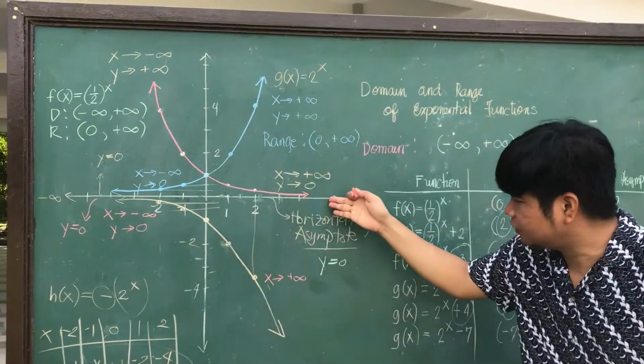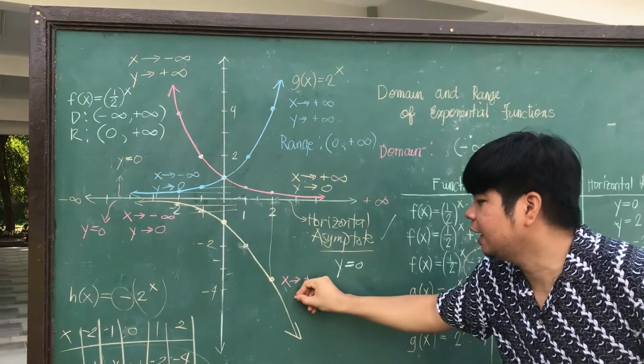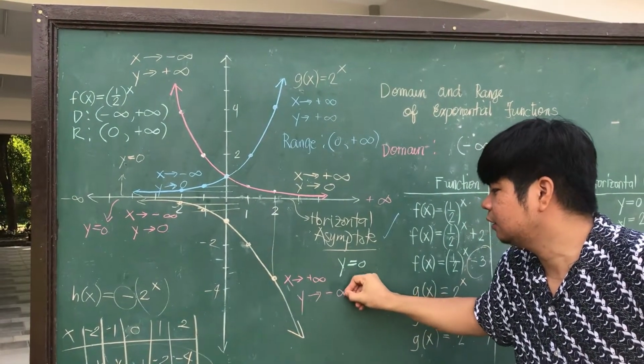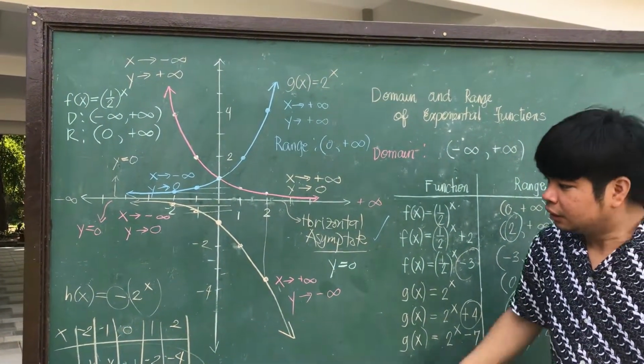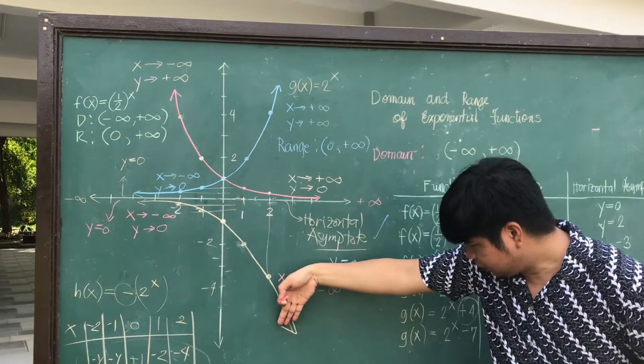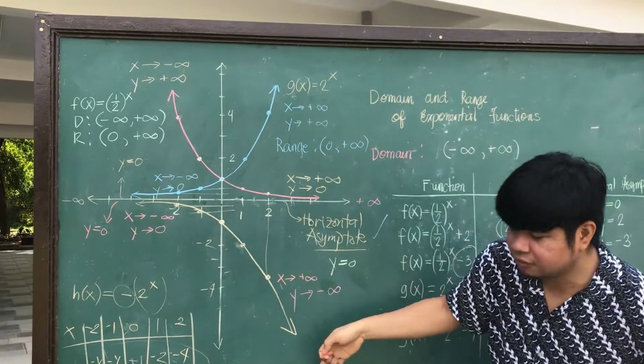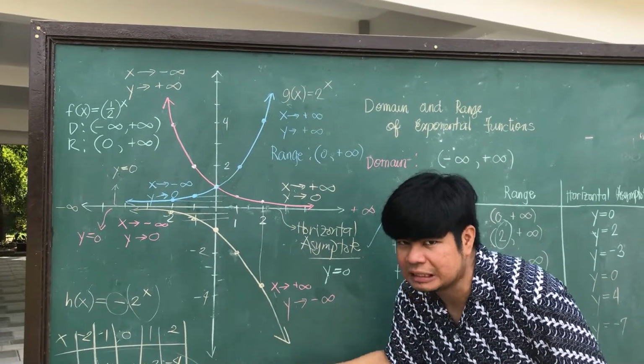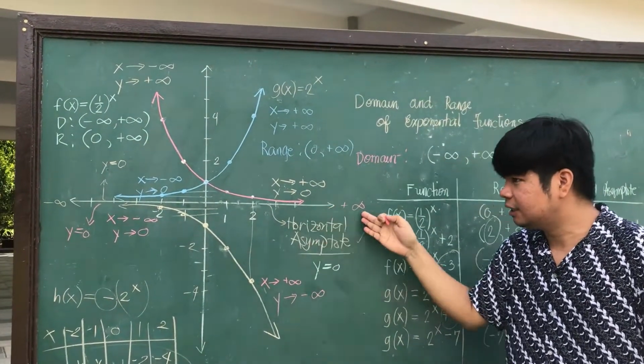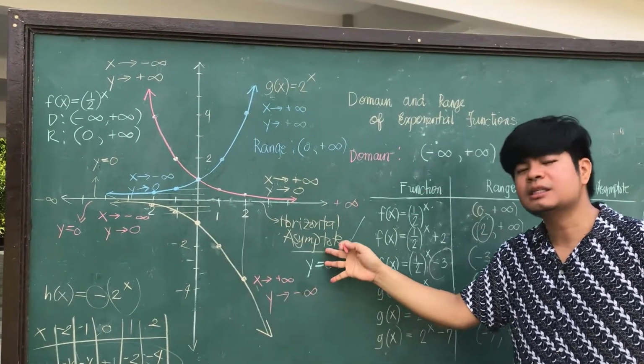what's happening here as observed? y keeps on decreasing. You see the movement, the path of this curve? It decreases, the y decreases, okay, while x increases. That's why it's already found in this part.